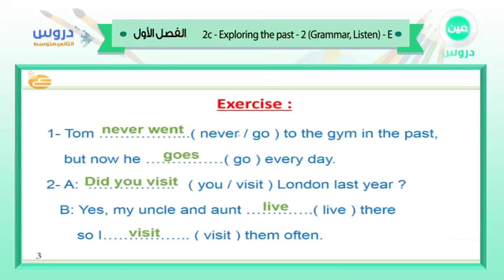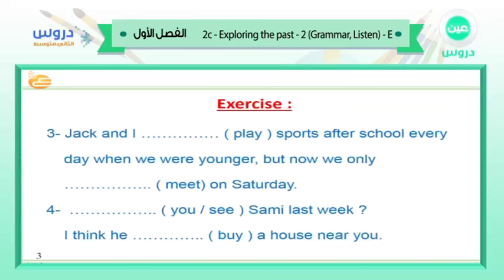Tom never went. Because we were talking about the past. But now he goes every day. Present simple. Did you visit London last year, in the past? Yes, my uncle and aunt live there, so I visit them often. Okay, verbal frequency. Let's go ahead.